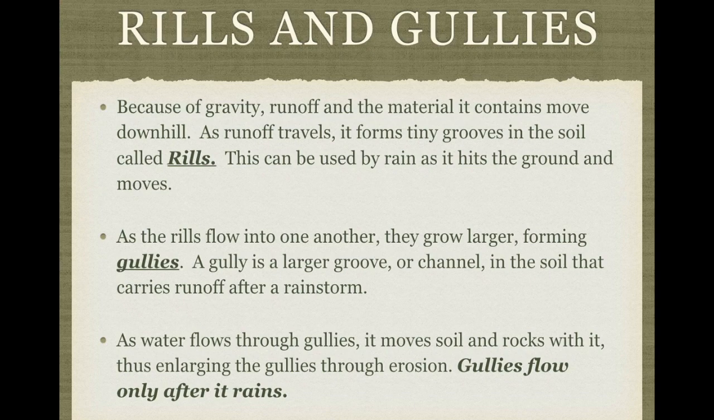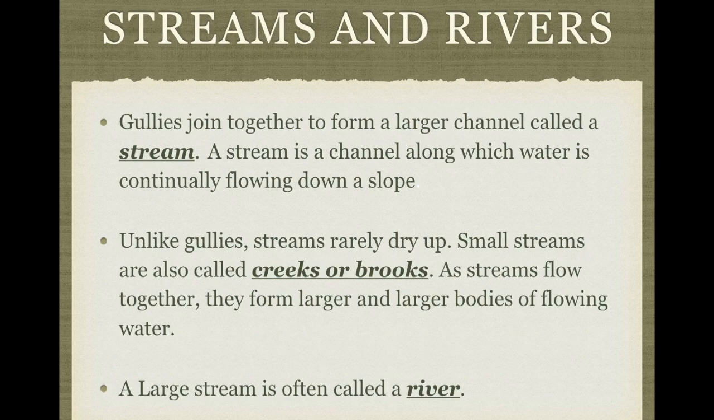Now when a raindrop falls and it hits the ground and it makes a tiny groove in the soil, those are called rills. Now as more rain hits the ground, those rills are going to get bigger or interconnected, and that's going to actually form a gully. So as those rills start flowing into each other, making a larger channel, that's called a gully. Now gullies are going to actually form streams. Small streams are called creeks or brooks. So you can go rills, gullies, creeks, brooks, or streams. Then those streams start forming larger streams and then eventually form a river.